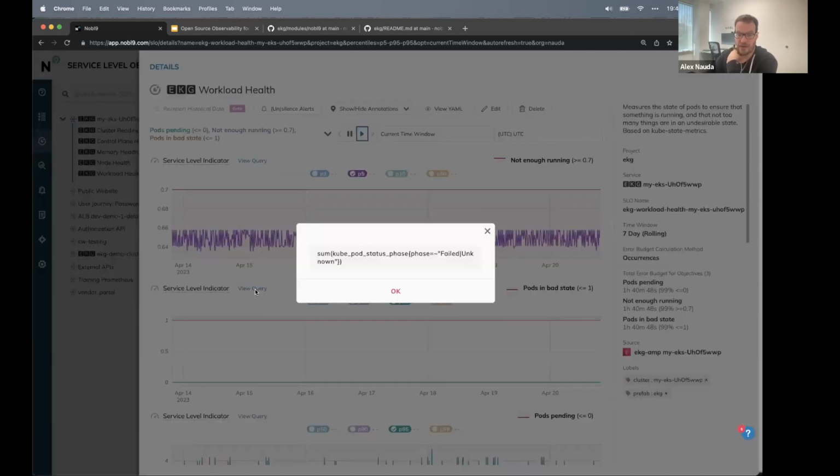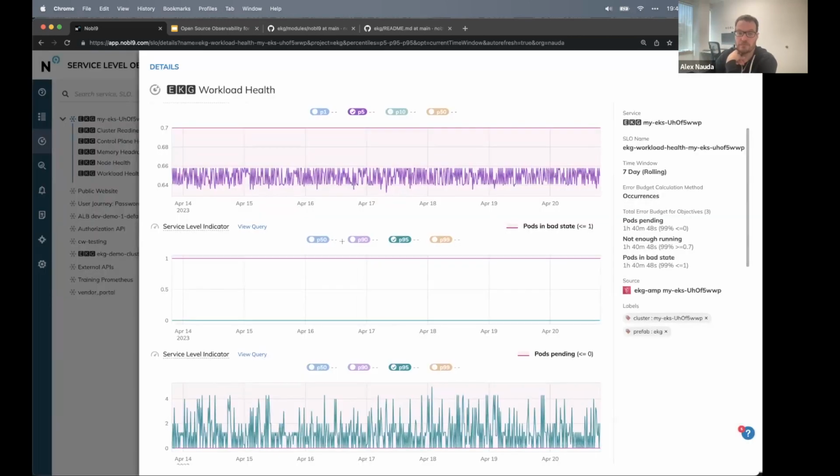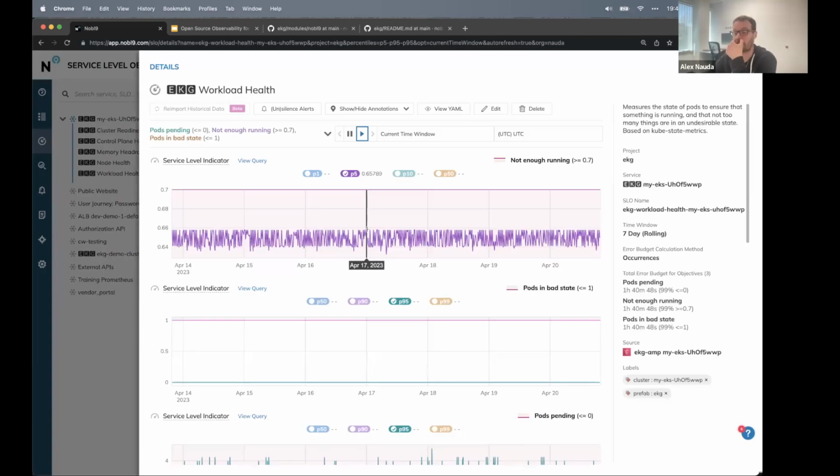The next one is not enough running. Whoops, sorry, those are out of order. Not enough running. I'm really just counting the average number that are in phase running. I do have a feature request from someone right now saying, I'd really rather look at deployments or maybe daemon sets and look at the statuses of larger pieces than pods. But this is literally counting running pods.